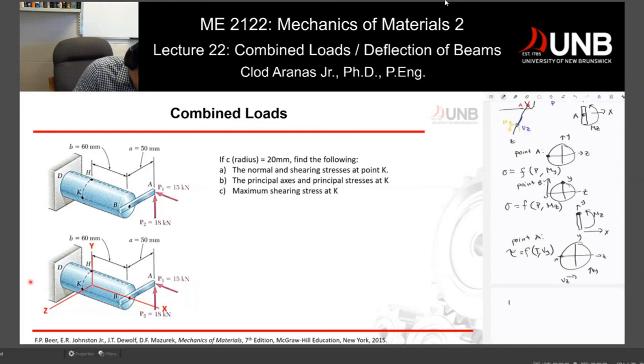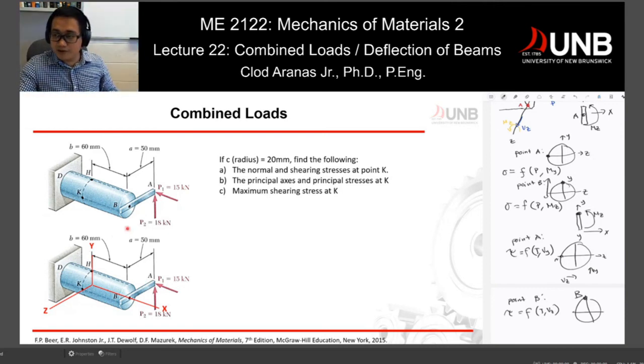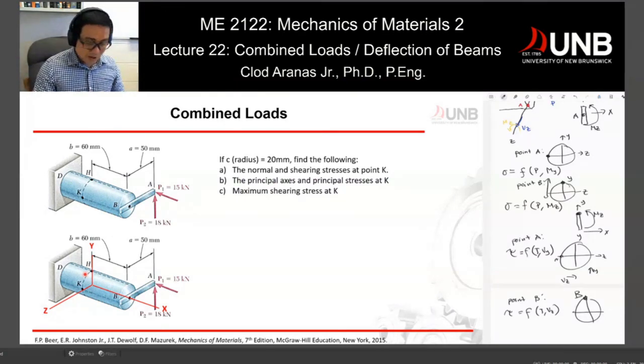And for point B, you can see that it's the other way around. It's a function of torque and V sub Z. And I think we're almost finished. So that would be this point right here. You can see how it will change. It depends on which point you're looking at, what moment and what shear force you have to consider in order to calculate your number. So I hope everything is clear about combined loads.